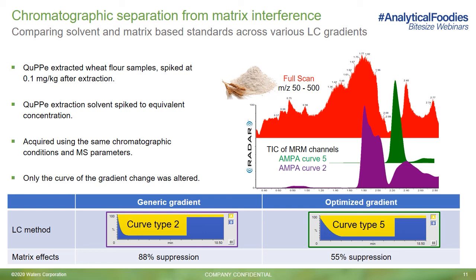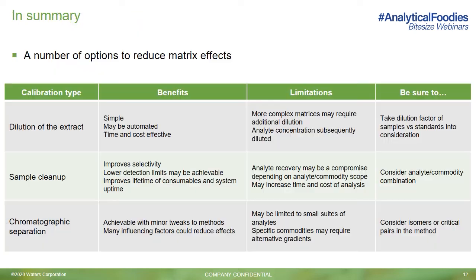However, as we can see in the table, AMPA remains suppressed by more than 50%. So although the revised gradient curve provides more reliable performance, significant matrix effects still remain, requiring additional approaches to bring the matrix effects below 20%.